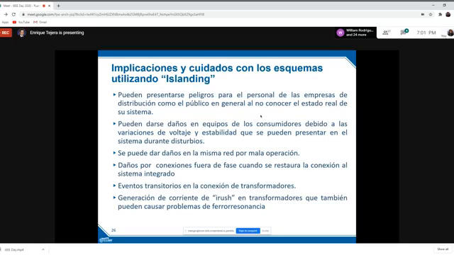Ser negativo el separarse. Para el personal que trabaja en el sistema, si no están conscientes de cómo se puede separar, se puede aislar, va a estar trabajando de independiente. La estabilidad del sistema y consumidores. Si no lo tenemos bien coordinado, por ejemplo, una sincronización de los sistemas, también podemos dañar equipos con una mala operación operativa, ¿no?